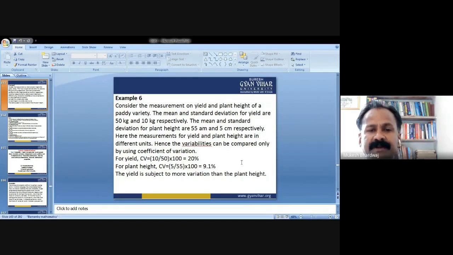It comes out to be 20% for yield, and for plant height, the coefficient of variation is equal to 5 upon 55 into 100. It comes out to be 9.1%. So by observing both, the yield is subject to more variation than the plant height. This is the observation.